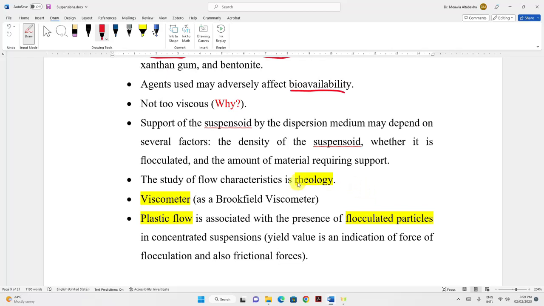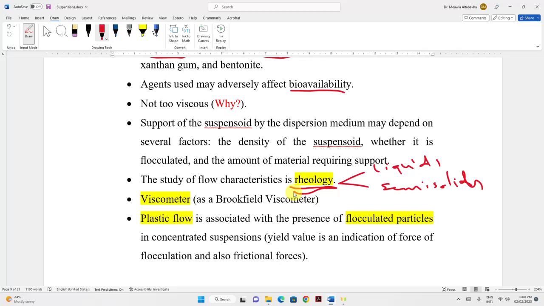طيب, now it's important how the suspension flows, because when we shake the suspension, this will cause the redistribution of the particles, and the way the suspension flows when you shake it or when you pour it is very important, and that is studied under the term rheology. شو هو rheology? Rheology is the study of flow characteristics. إذن if someone asks you what is rheology, you will say rheology is the study of flow characteristics. Usually this term is associated with the study of liquids and semi-solids. Okay.